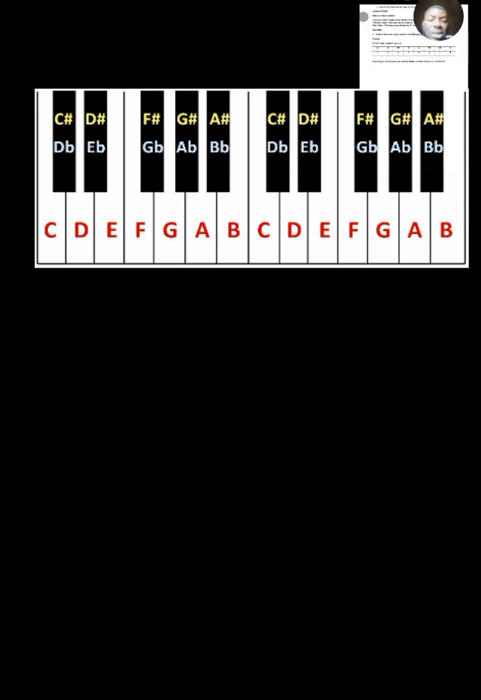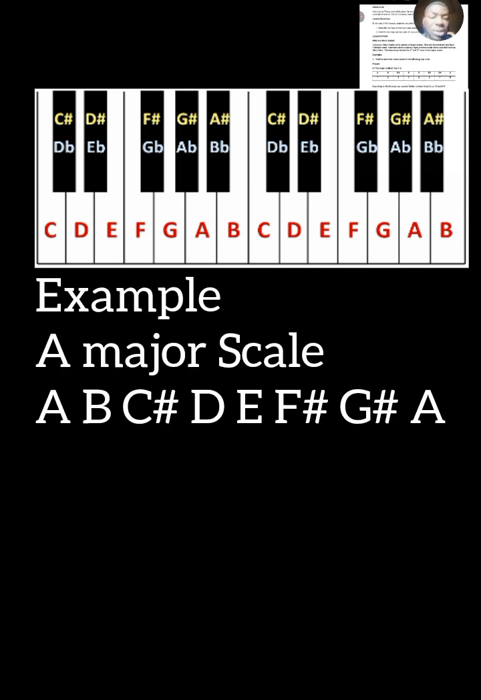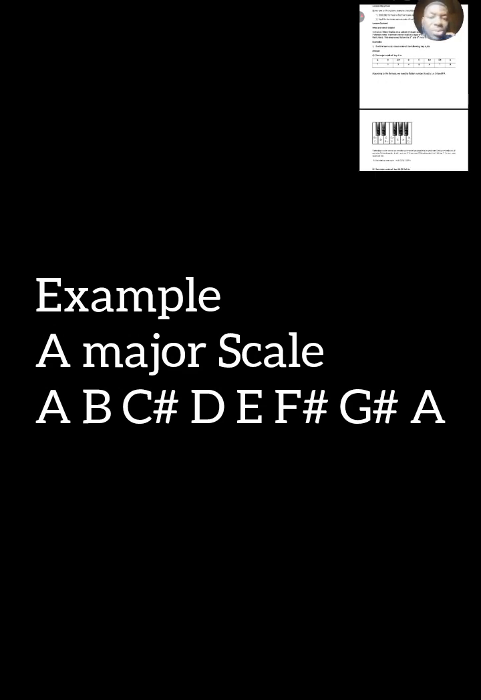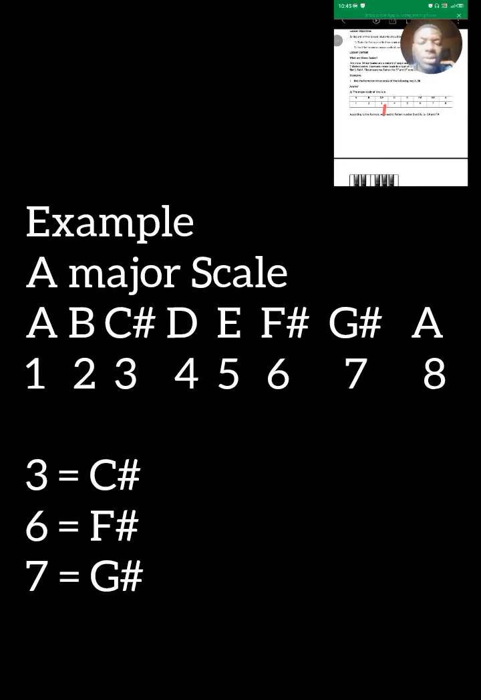Now we have the major key, A major: A, B, C sharp, D, E, F sharp, G sharp, and A. We want to find the natural minor. Let's do natural minor first, then we'll come to harmonic minor, and we'll also do melodic minor. For the natural minor, I have to flatten number 3, number 6, and number 7. Here is number 3, this is number 6, and this is number 7.